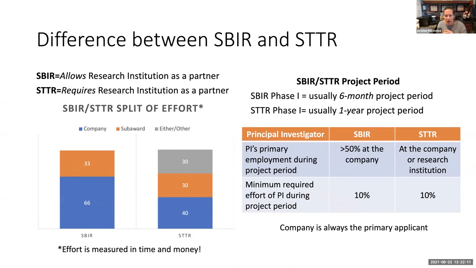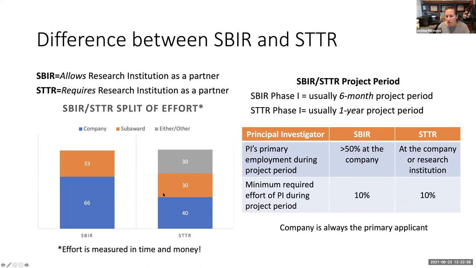So for an SBIR, the company must do the majority of the work, which is defined as 2/3 of the work. The company could do 100%. You could keep all the money inside the company if you wanted. You are permitted to send up to 1/3 of the total award out the door to a subaward. For an STTR, the company must do 40% of the work. And then one research institution must do a minimum of 30% of the work, which leaves that gray box, an additional 30, and that can go to either one of those, either the research institution or the company, or it can go to somebody totally different.